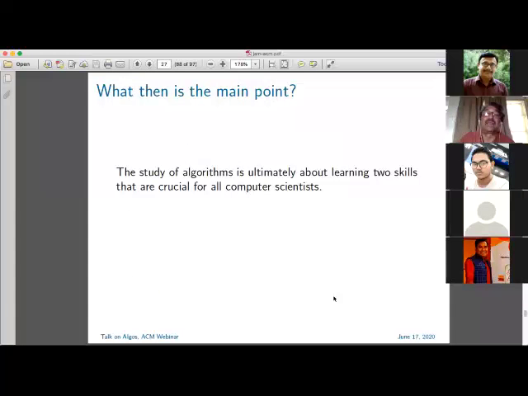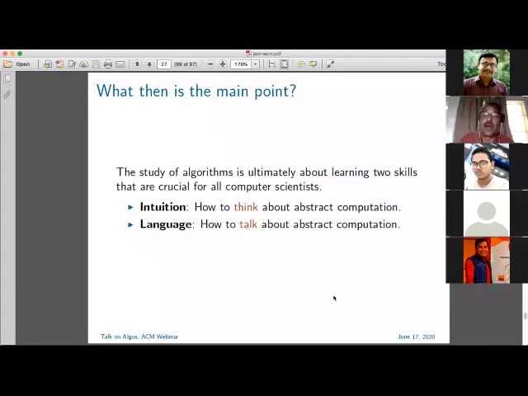So what then is the main point? The study of algorithms is ultimately about learning two skills that are crucial for all computer scientists. One is intuition, and the other is language. Intuition: how do you think about abstract computation?